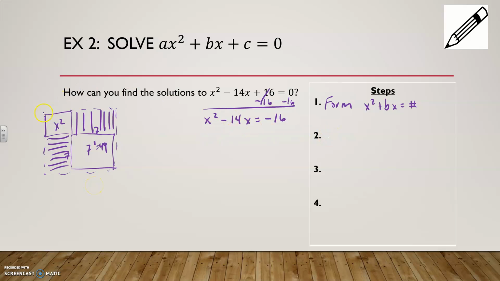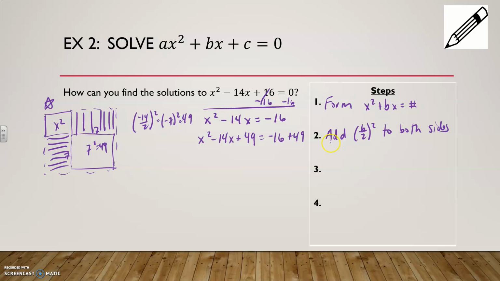So step 2 is where we use this idea, but the simpler way to say it is we're going to add b over 2 squared. And the reason we're going to do that is because if I add b over 2 squared here, which we just said is 49, because b over 2 is negative 14 over 2, and negative 7 squared is 49. Okay, so I add that to the left side to create a perfect square trinomial. However, we can only do that if we do it to both sides. So step 2 is to add b over 2 squared to both sides, and we do that to create a perfect square trinomial.